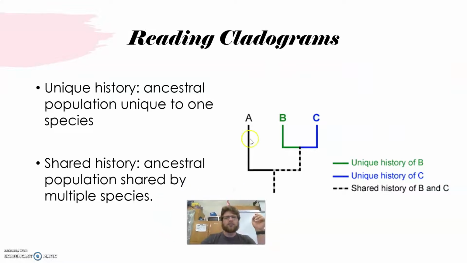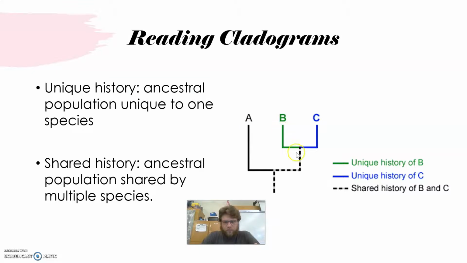Now, each line represents a history. So it's not just the root and the tip that matters. Okay, the lines are showing time. So along this line, you have a population of organisms, and that population is living, surviving, reproducing. Okay, natural selection is acting on its traits. Mutations are building up. Okay, gene flow is happening. Chromosomes might get duplicated. All these different events are happening as time goes on.